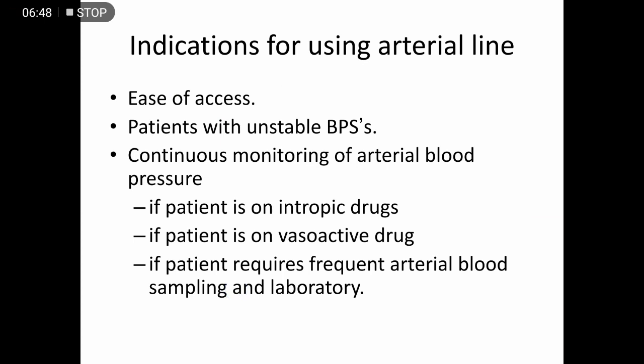Indications for use of an arterial line: ease of access, patients with unstable blood pressures, continuous monitoring of arterial blood pressure, especially if a patient is on inotropic drugs or vasoactive drugs, for example nitroglycerin. Also if a patient requires frequent arterial blood sampling and laboratory tests, and this is very common in the ICU, especially if the patient is ventilated, for ABGs.